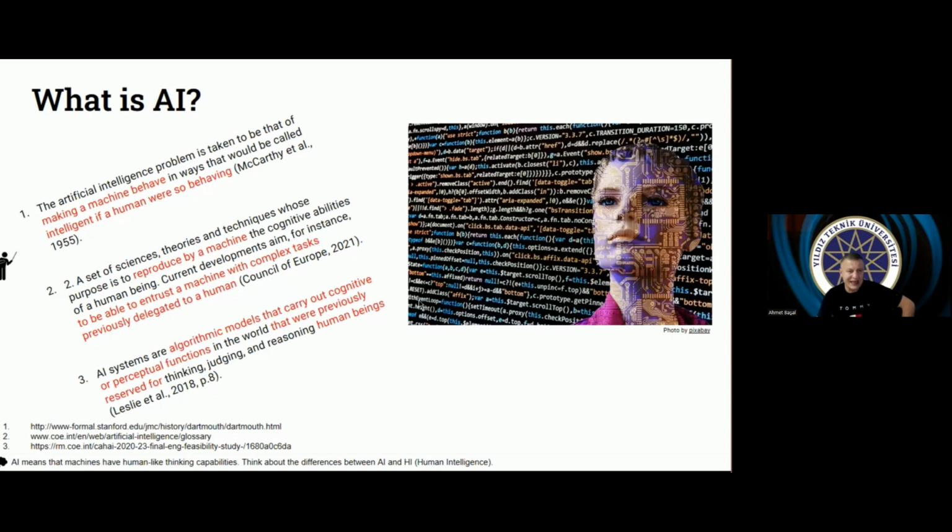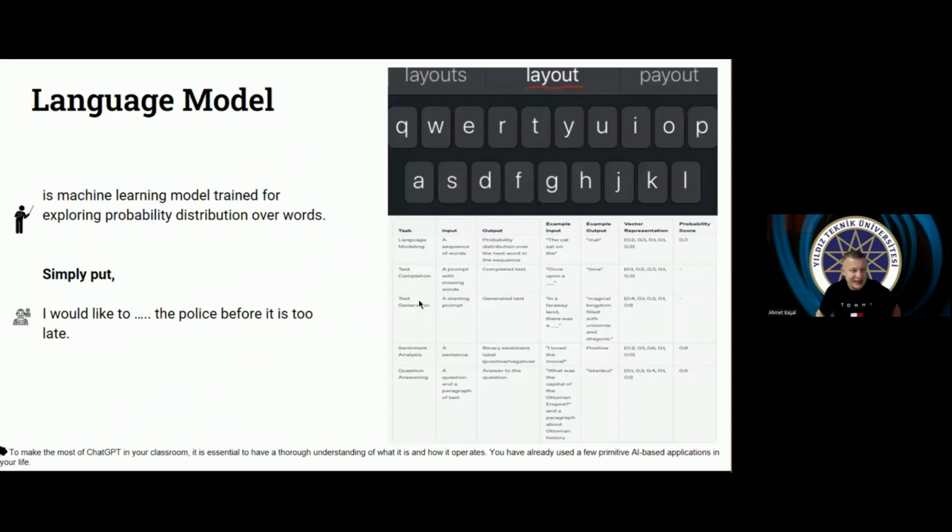Now, in this slide, you can see a sentence: I would like to blank the policy before it's too late. ChatGPT's working mechanism is really very simple. ChatGPT actually does not understand us. It just does some kind of exploration in the probability distribution over words. An AI language model is a type of machine learning model that is designed to explore these probability distributions.